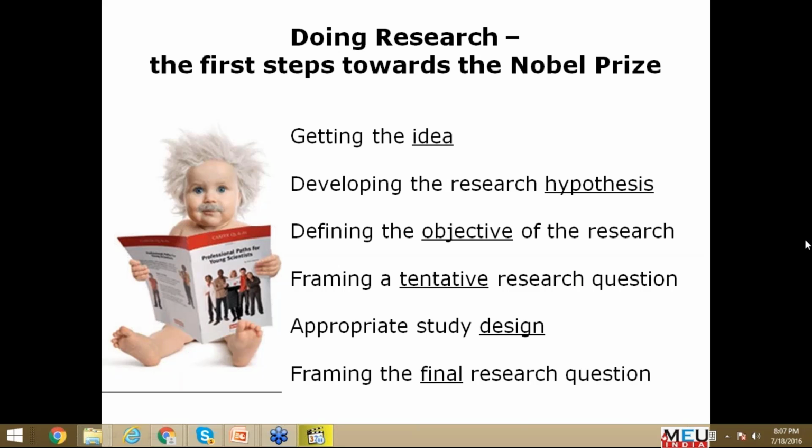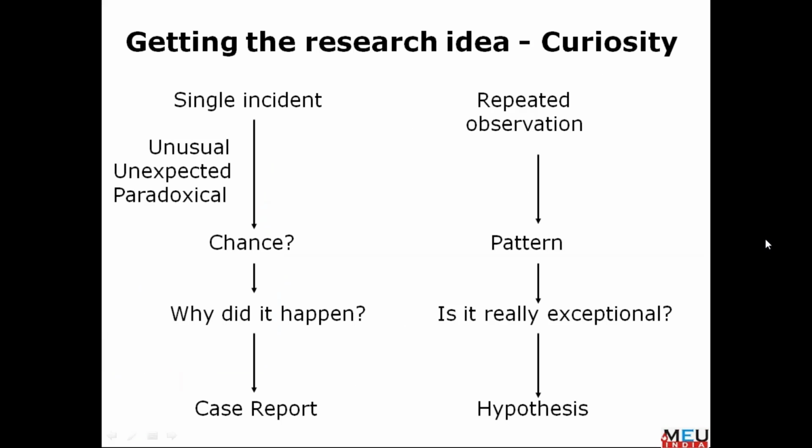Now all this involves a certain sequence of steps. Start with curiosity, and we see something unusual, unexpected, or paradoxical, which may be by chance. We think of why did it happen. Sometimes we get an answer, sometimes we don't. Still we place our curiosity on that single incidence, and we develop a case report.